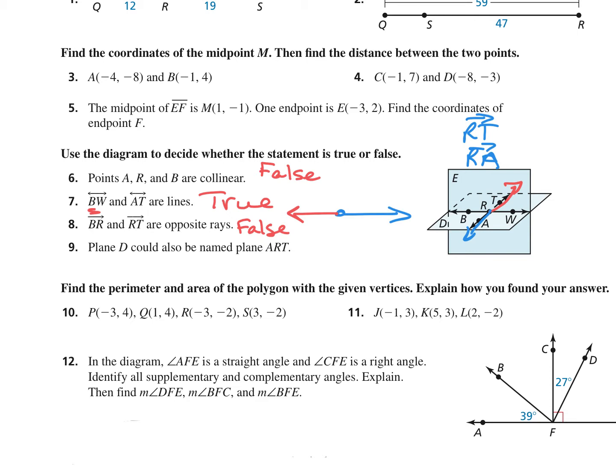And then the last one, it says that plane D could be also named as ART. Well, by definition, a plane is defined or named by 3 non-collinear points, so this one would be false. The 3 points that you use to name that plane cannot be on the same line. You could have named this as ARB or ATB. Two of the points could be on the same line, but the third one has to be off of it. Okay, and then you would also remember to write the word plane in front. So plane, because I don't know if you're just listing the 3 points or describing the plane.